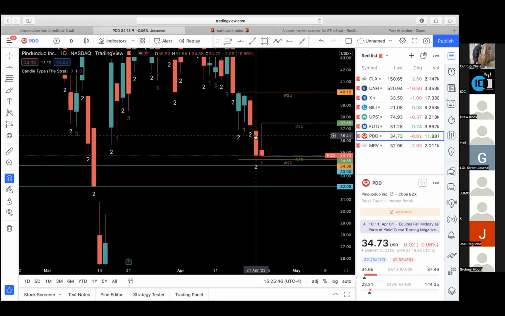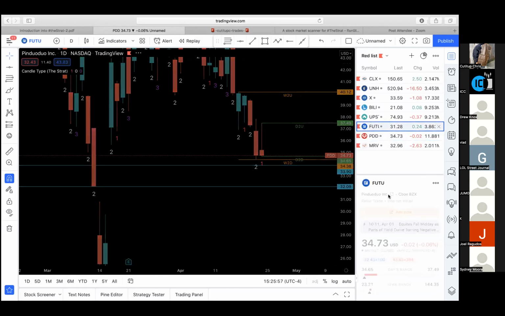PDD also can move about $3 to $4 a day on average. So 32 from 34 is definitely attainable for a day trade. Just got to take into account overall market.